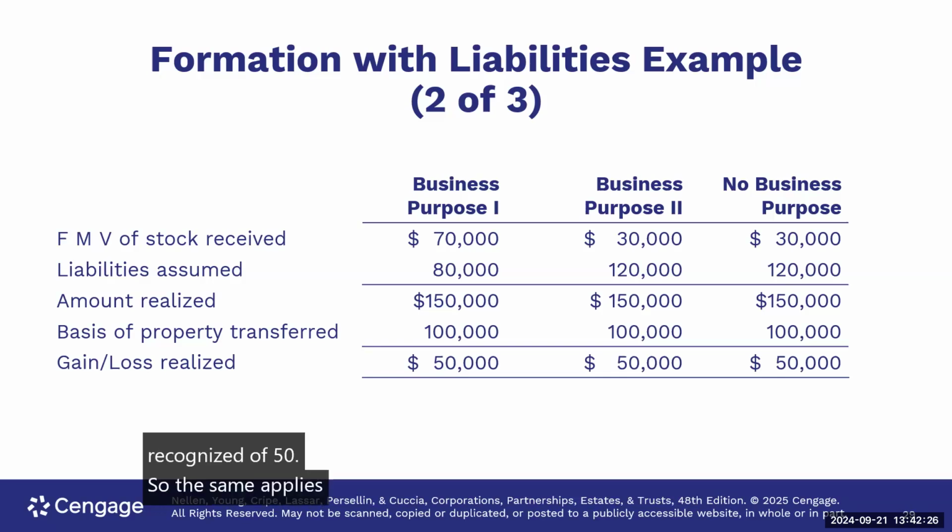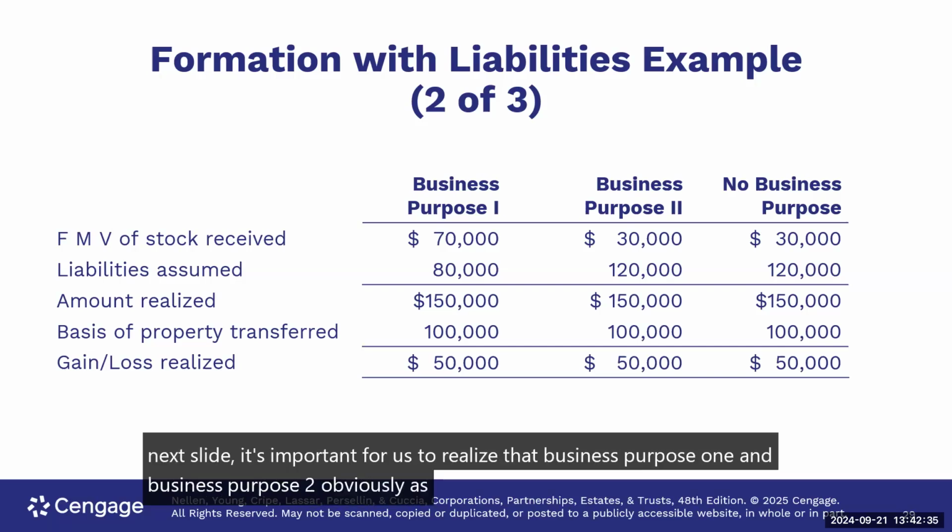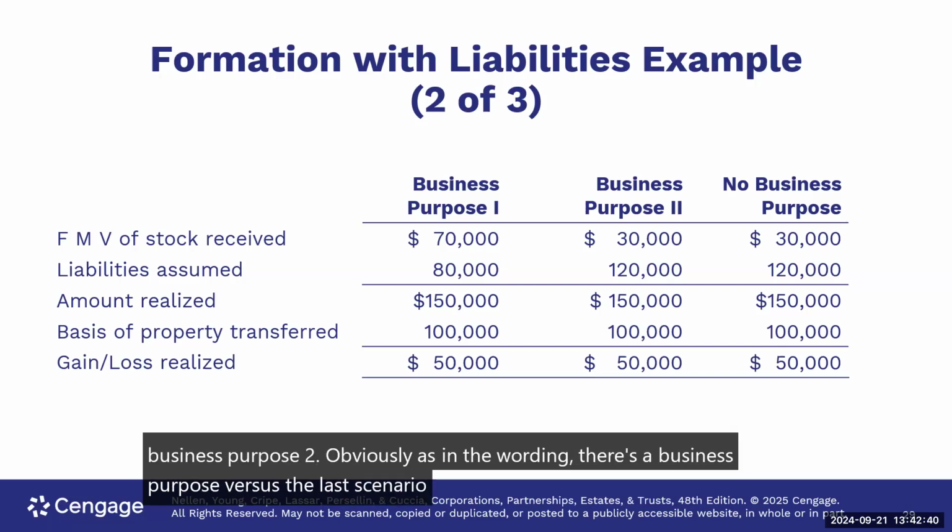for no business purpose. But again, as we go to the next slide, it's important for us to realize that business purpose 1 and business purpose 2, obviously, as in the wording, there's a business purpose versus the last scenario where there's no business purpose with a gain or loss of $50,000.